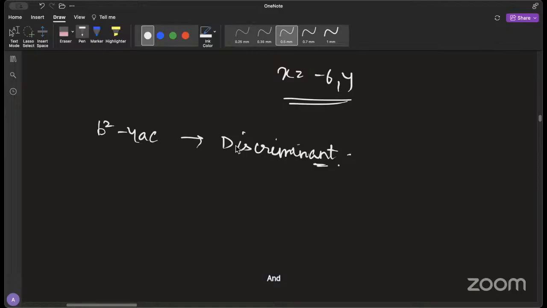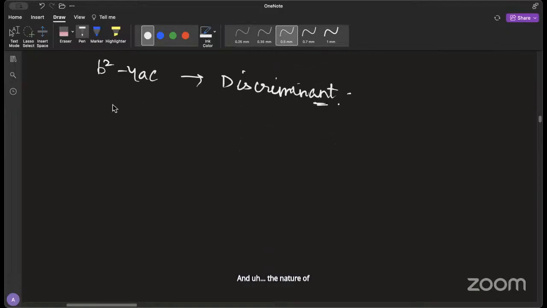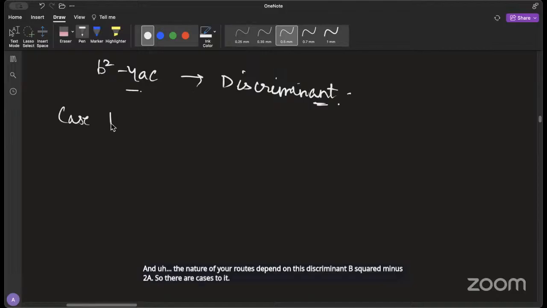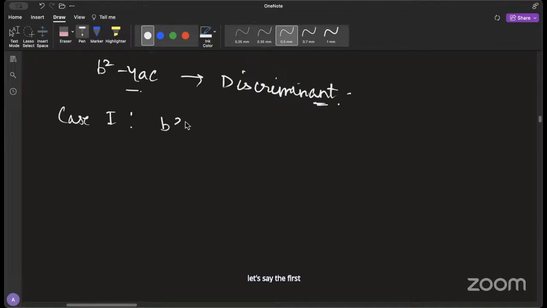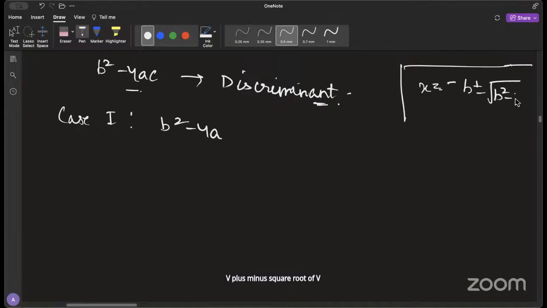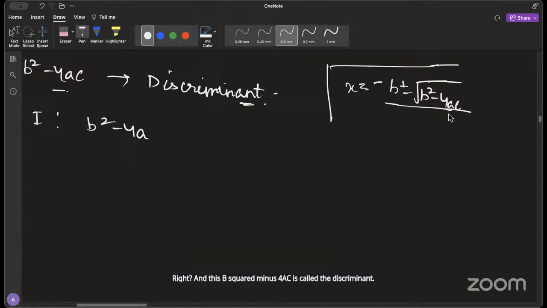And the nature of your roots depends on this discriminant b square minus 4ac. So there are cases to it. Let's say the first case is when you have b square minus 4ac. The formula is x equals minus b plus minus square root of b square minus 4ac, and this b square minus 4ac is called the discriminant, all divided by 2a.